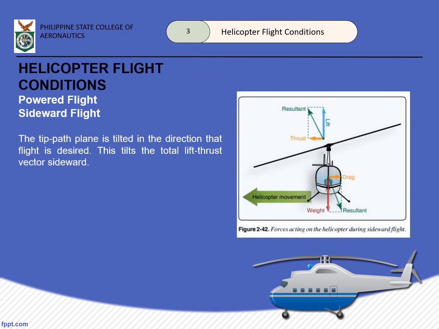So now naman, for our sideward flight, the tip path plane is tilted in the direction that flight is desired. So this tilts the total lift thrust vector sideward. So in this case, the vertical or lift component is still straight up and weight straight down. But the horizontal or thrust component natin, sideward na siya with drag acting to the opposite side.